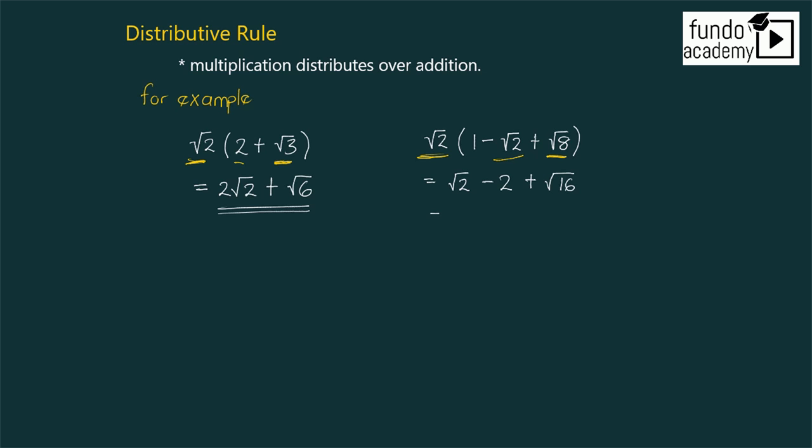We can simplify, because square root of 16 is 4. And now we add minus 2 plus 4, and we get 2. So our solution comes out as square root of 2 plus 2, and that's the solution right here. So that's also what we call the distributive rule when it comes to surds. You also need to be able to simplify surds in that way.